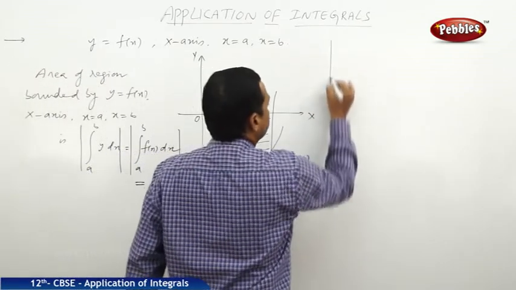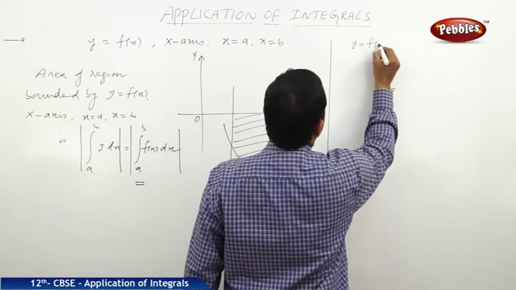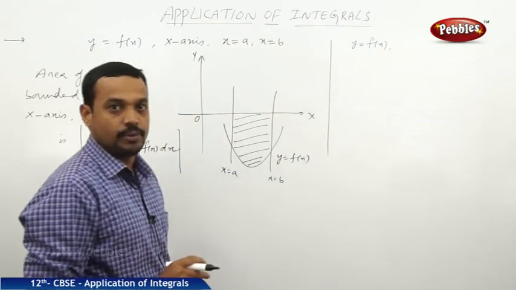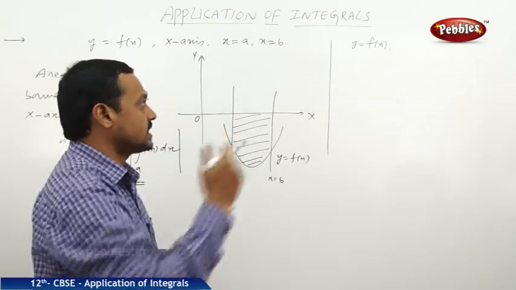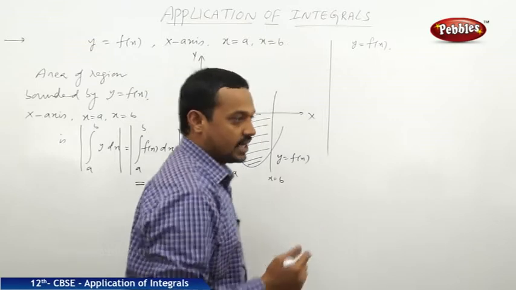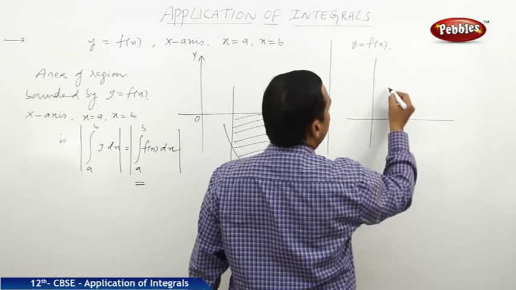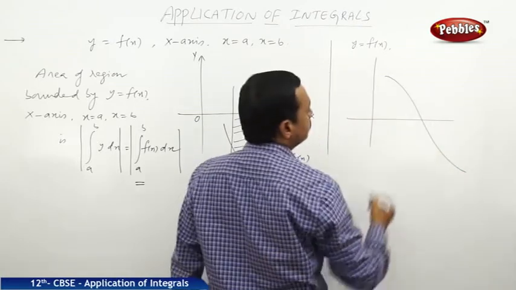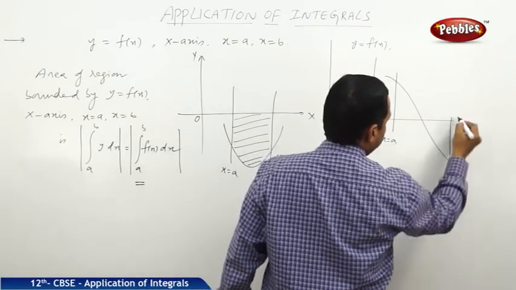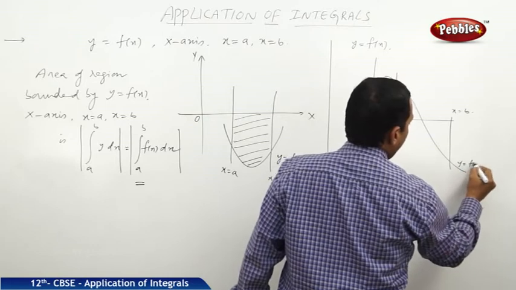Now, in another case, suppose the curve y equals f of x between x equals a and x equals b has some portion above the x-axis and the rest of the portion below the x-axis. Then how to find its area? Now let us see. Suppose the graph is like this, between x equals a and x equals b. This is the curve y equals f of x.